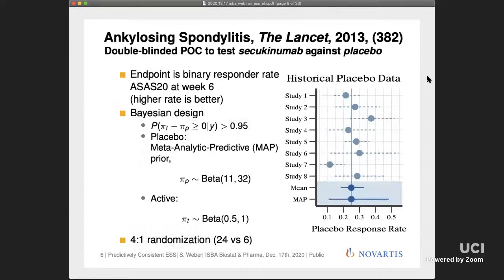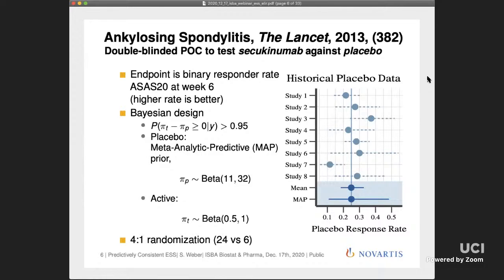But really the main problem, how we came to it, is through the use of historical control data for clinical trials. And the example which I will use along is in the indication of ankylosing spondylitis. This is a study conducted by Novartis and reported in 2013 in the Lancet. And this is a double-blinded proof of concept trial to test secukinumab against placebo. In that indication at the time, there was already quite a substantial amount of data collected on the control group. As you can see on the right, a forest plot of the available historical placebo data from 8 different studies.